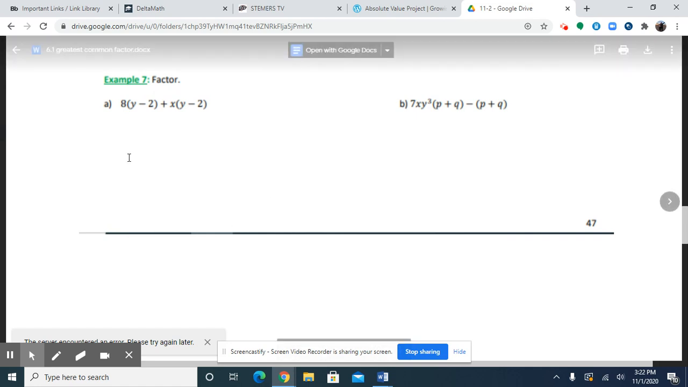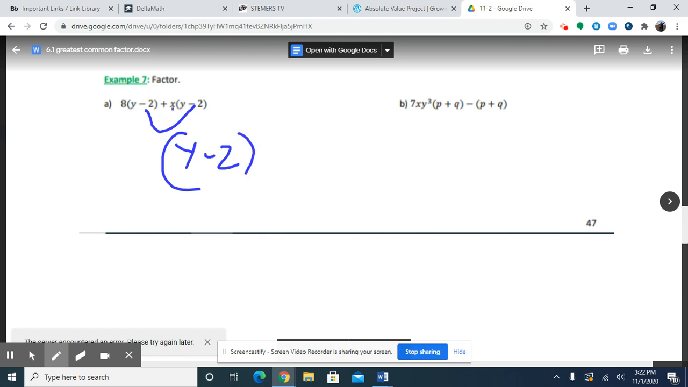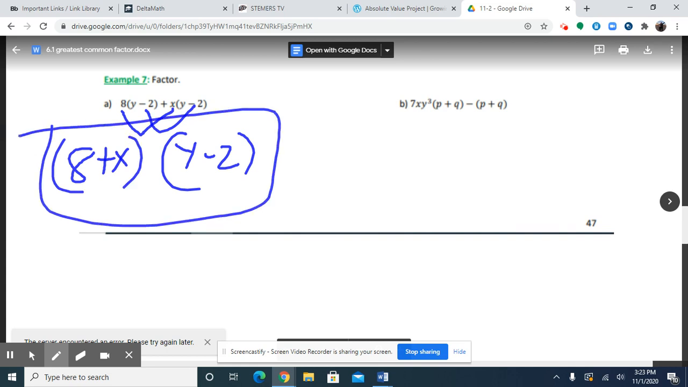So now going a little bit lower to example 7. Now, these are already factored. If you noticed, y minus 2 and y minus 2 match. So what that means is that this is already factored here correctly. All you have to do is put them together. So we have y minus 2. And we have this x and this 8 that were factored out. 8 plus x. And that would be all for this one.